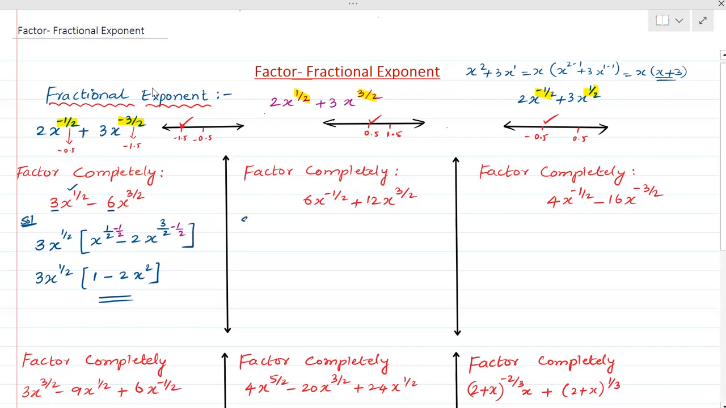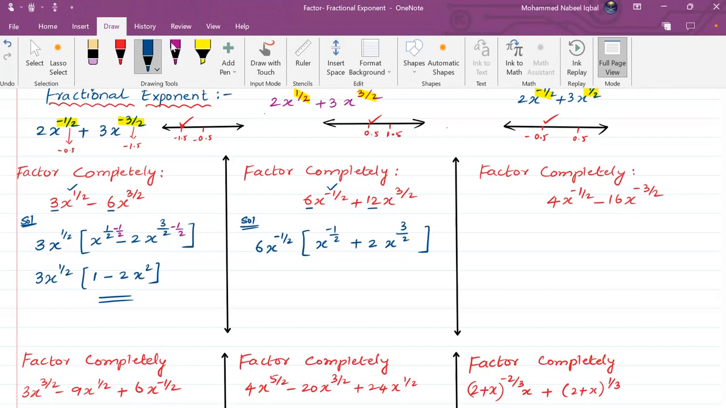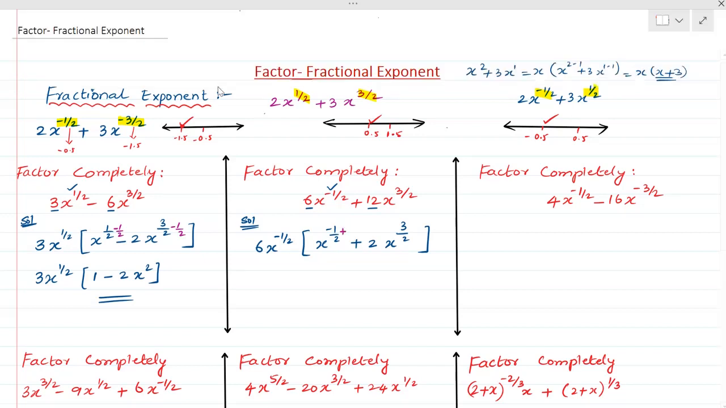Now the next one, we will have one negative, one positive. Therefore, the common factor has the minus power. The common number is 6. So I will take 6x to the power minus half as a common factor. Now what happened here? I write it as it is first, plus out of 12, 6 is outside, I write 2 x to the power 3 over 2. When you take the negative side outside, you have to add, then only it becomes plus 1. So I have to add half.